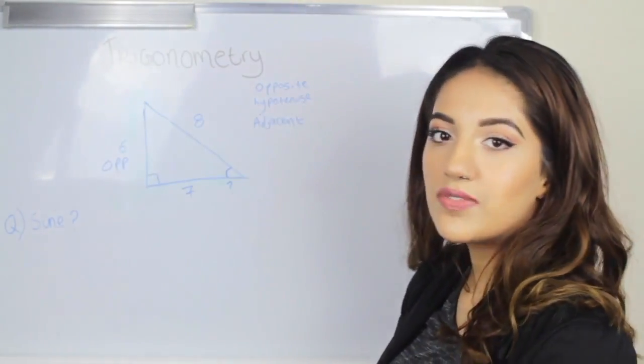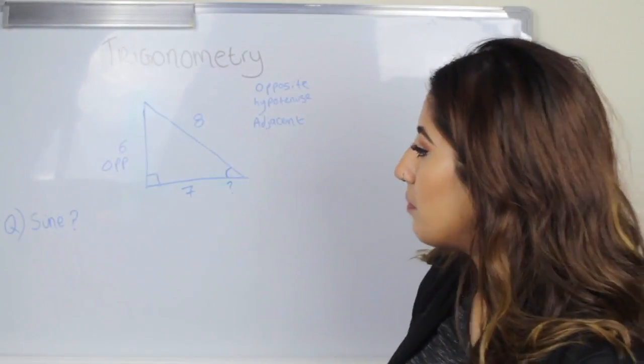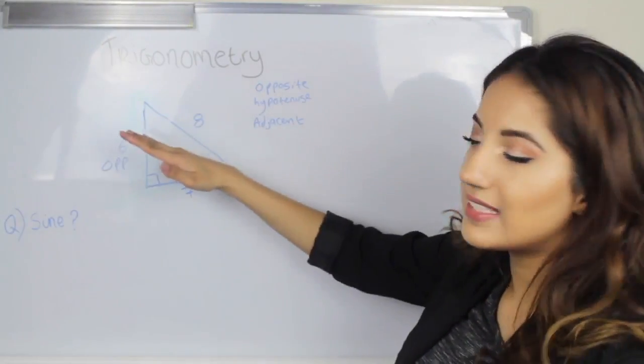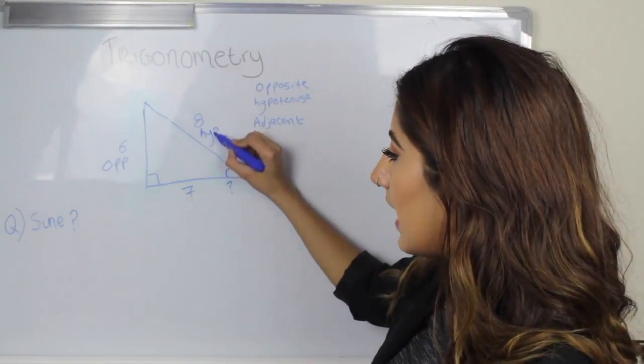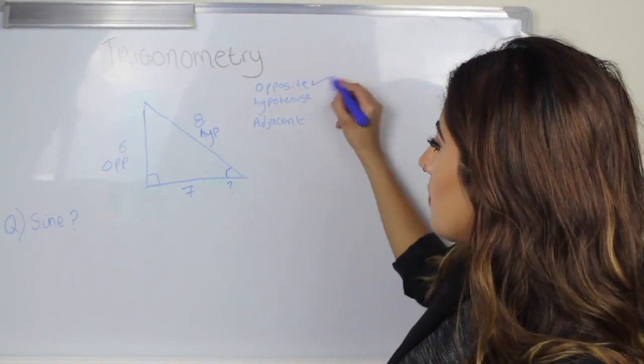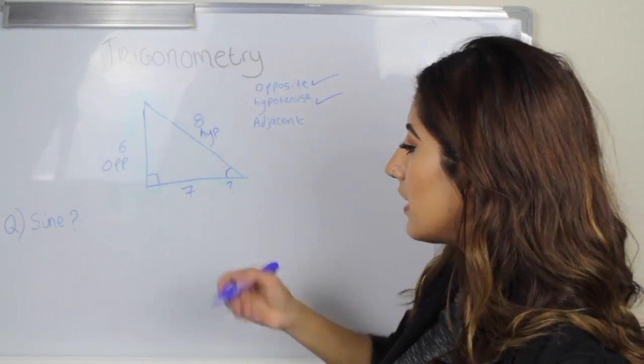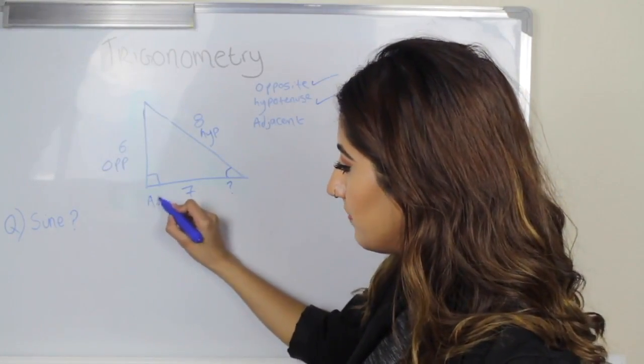Now in the previous video I told you to identify the hypotenuse next, which is always this slanted side as it is the longest side. So this one here is the hypotenuse. So we've got the opposite, we have the hypotenuse, and the final one left must be the adjacent.